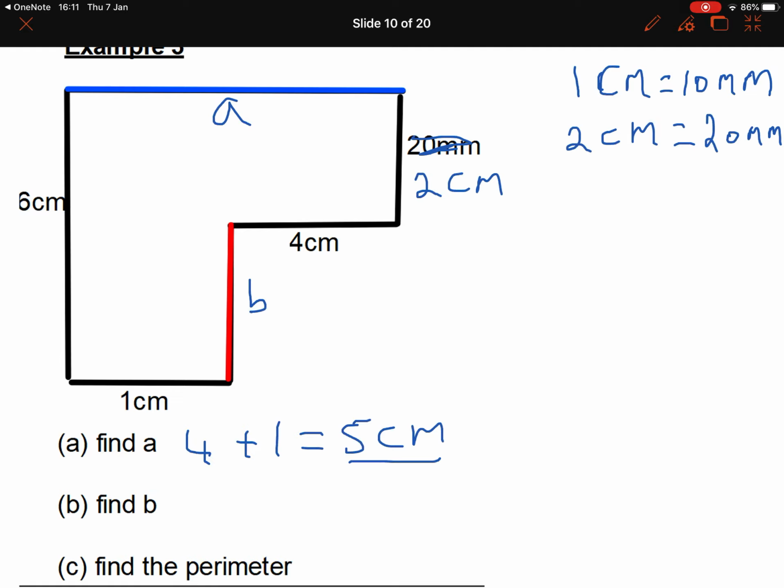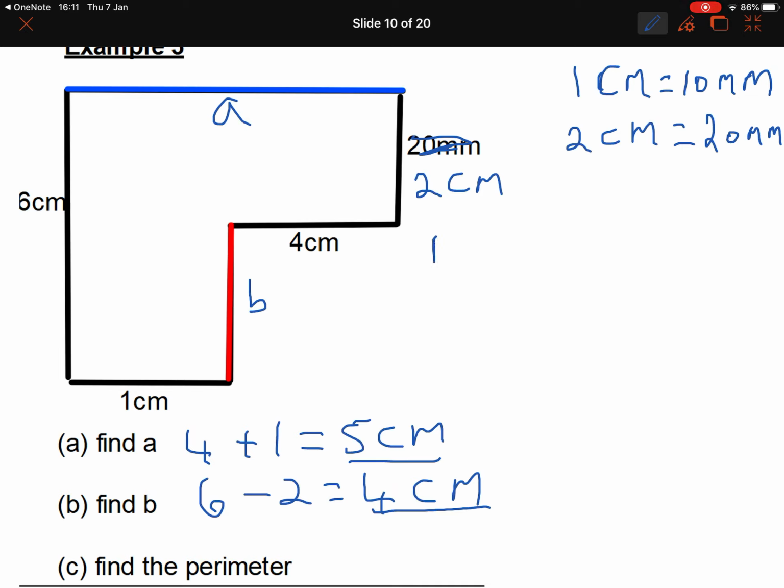Similarly, if you look at B, the distance from this corner to this corner is 6 centimeters. Now, the distance from this corner to this corner in centimeters is 2 centimeters. So if I were to do 2 plus this value B here, I would get 6. So you've got to do 6 take away 2 this time. So the value of B is 6 minus 2, which is going to give us 4 centimeters.